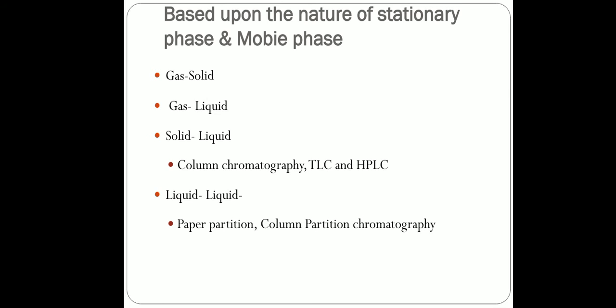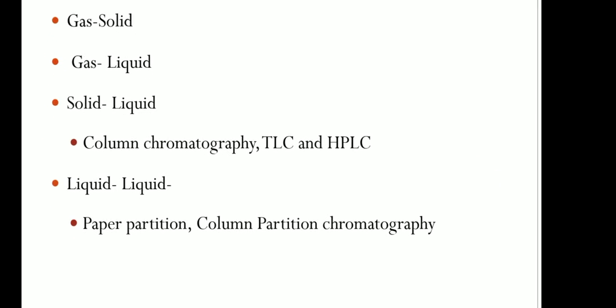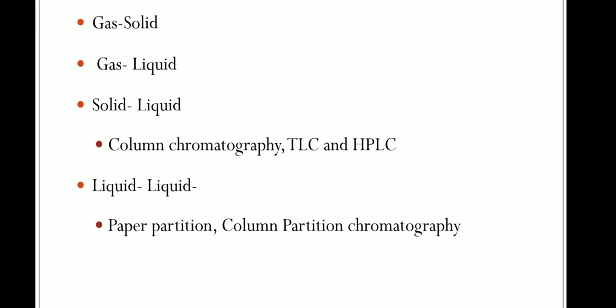The second classification is based upon the nature of the stationary phase and mobile phase. Depending upon the nature of the stationary phase and mobile phase, they are classified as gas-solid, gas-liquid, solid-liquid, and liquid-liquid. If the stationary phase is solid and the mobile phase is gas, it is named gas solid chromatography. If the stationary phase is liquid and the mobile phase is gas, that is gas liquid chromatography.